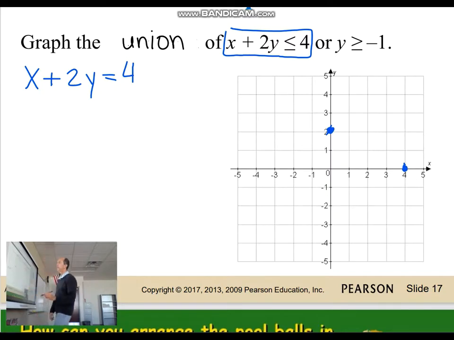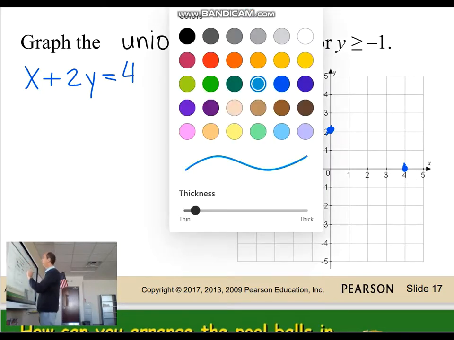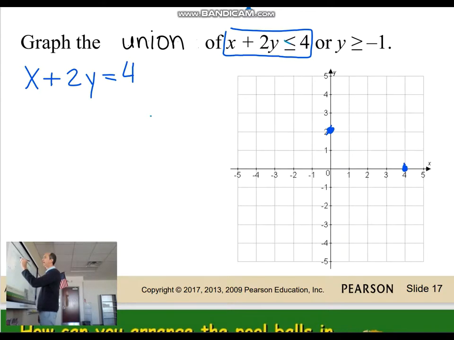Is this going to be a solid or dashed line? And yes, check this. The inequality has an equal sign underneath. So it is a solid line. Definitely a solid line.